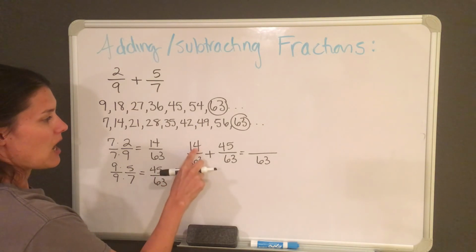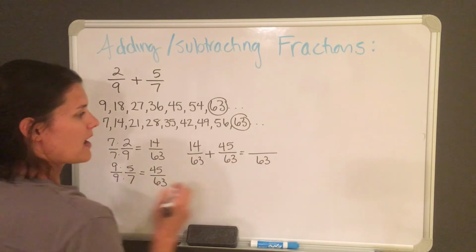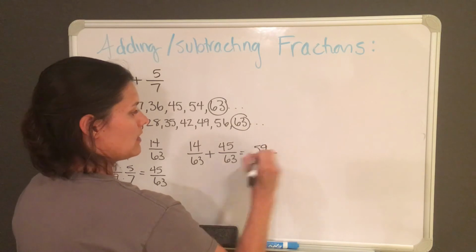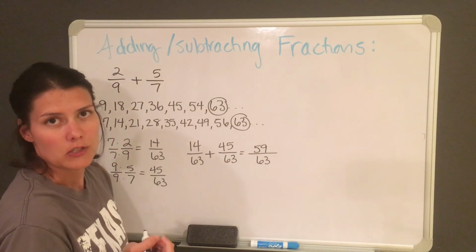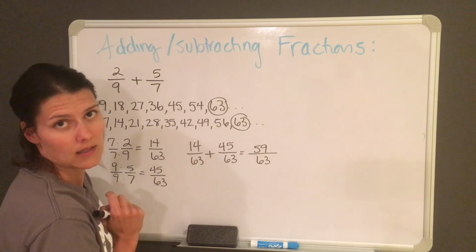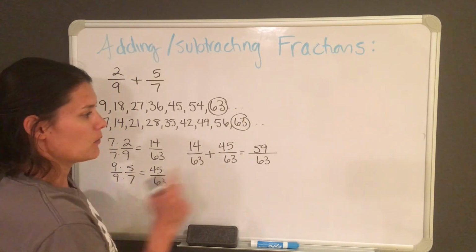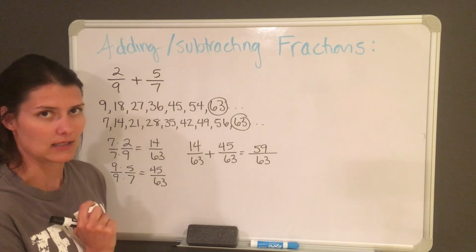And all you do is add the top. 14 plus 45 is 59. Check your fraction and make sure that it cannot be reduced. In this case, it cannot be, and so it will be our final answer, which is 59 over 63.